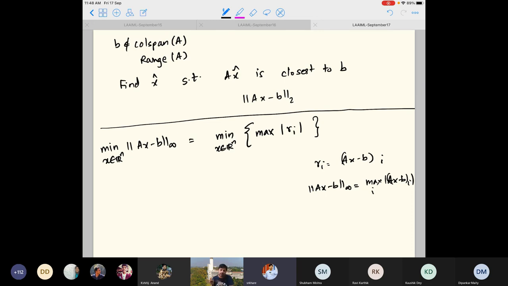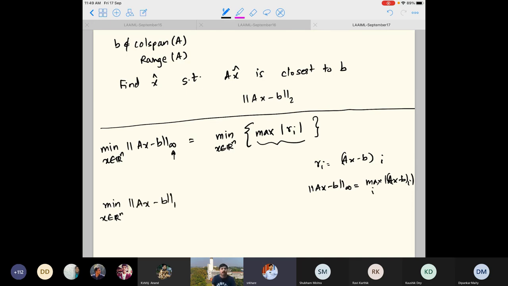And what you are saying is that the maximum error, the maximum of mod Ri, should go down. So if the maximum goes down, then obviously all other residuals will also go down, right? So this is another interpretation. I could very well have used the infinity norm. The only thing is that if I use the infinity norm, I have to come up with a solution also, right? At the same time, I could have used minimum over x in Rn of the norm of Ax minus B.